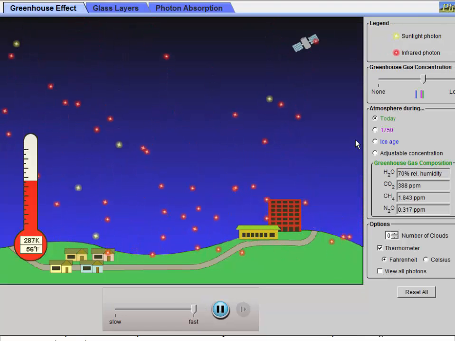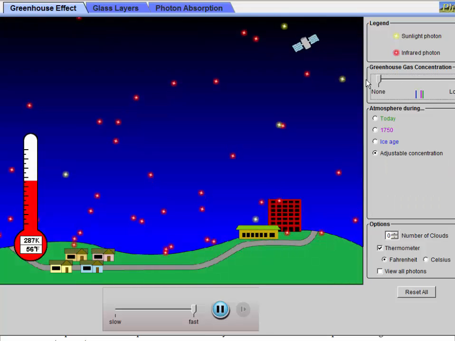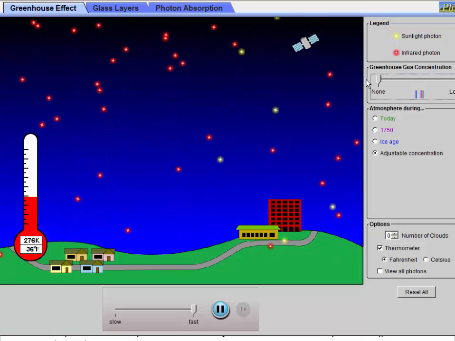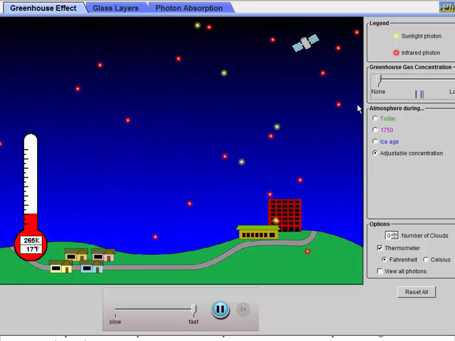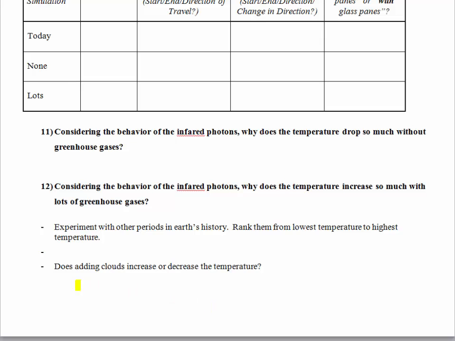and we can mess around with how much greenhouse gas there is in the atmosphere. We can go to none, and again just wait a little bit for the temperature to stabilize. You can see it going down right over there before you make your reading. Then you can go up to a whole bunch and just pay attention to the direction of these guys and the temperature. You can also add some clouds in the simulation, and that's pretty much the lab.